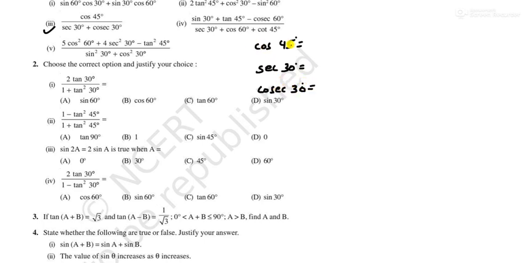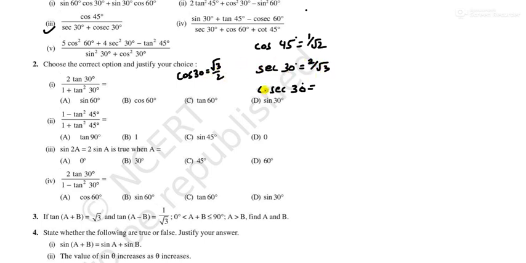Okay, what is cos 45 degree? 1 by root 2. Correct? Sec 30. You don't remember sec, but you remember cos, because cos is the reciprocal of sec. So what is cos 30? See, cos 30 is root 3 by 2. Right? So what will be sec 30? Yes, 2 by root 3.